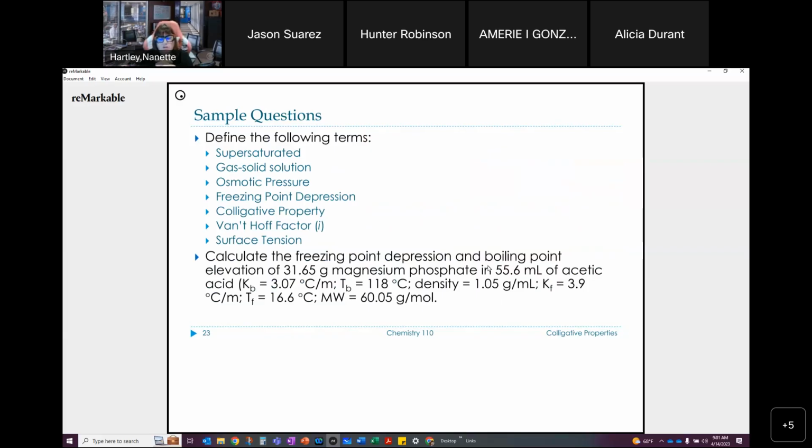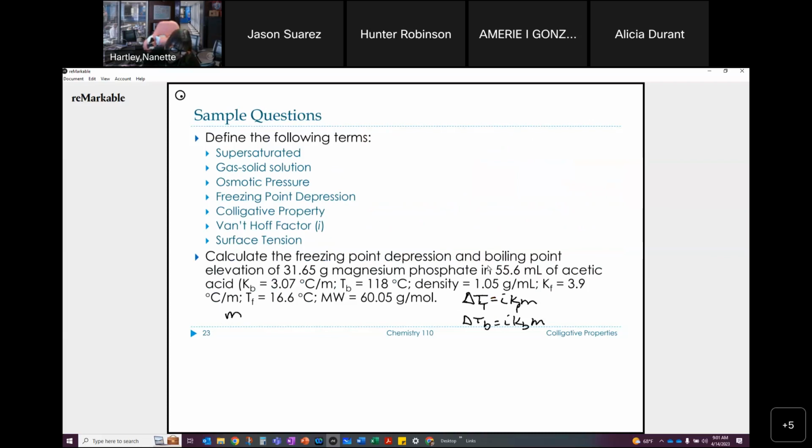So if I'm looking for a freezing point depression and a boiling point elevation, the general form that I'm going to be looking at is that delta T is equal to i K m. Now, if it's a freezing point, it's going to be that one. If it's a boiling point, it's going to be this one. That means I need molality. So I will need a molality.